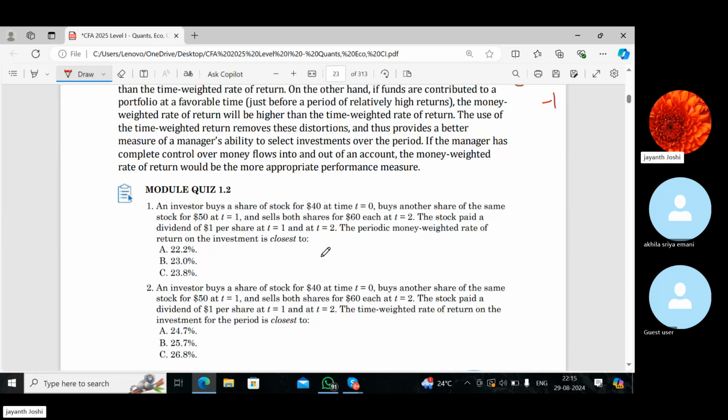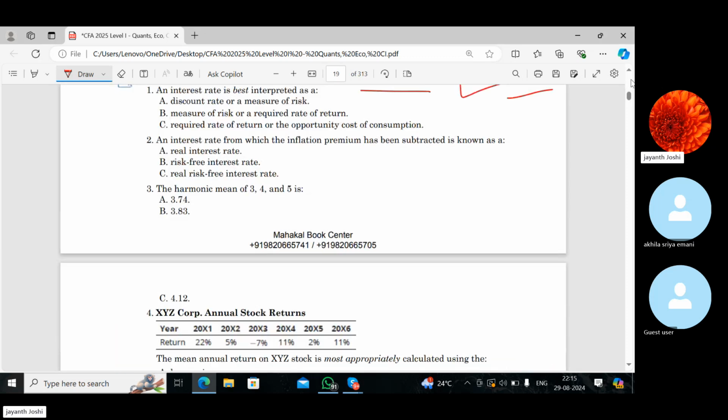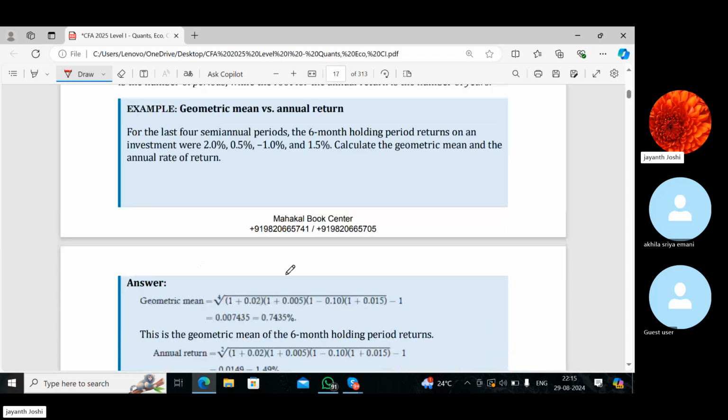What do you remember? Nth root of 1 plus R1 into 1 plus R2, and it will go on. So geometric mean is equal to this formula. We have already done this, and this is for more than one period. So when it is more than one period, you have to take the geometric mean. See, it was for 4 periods, right? So they took the fourth root. So here we have 2 periods, right?